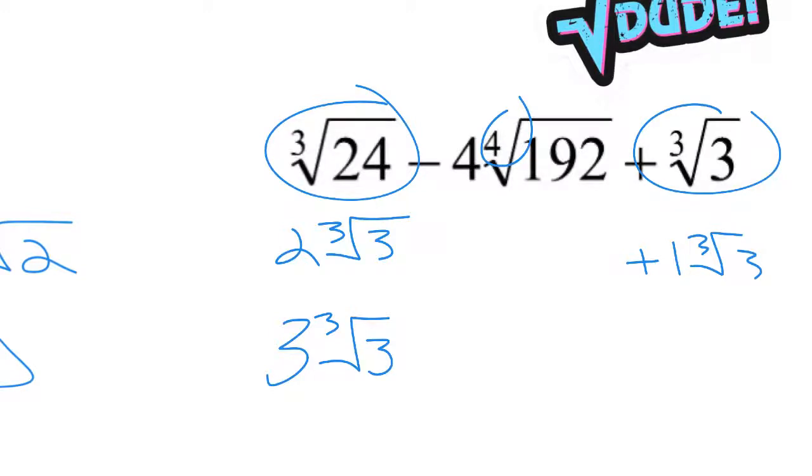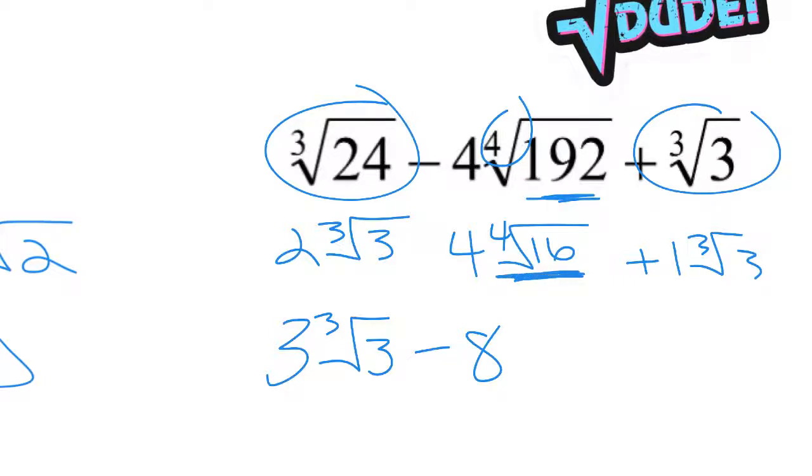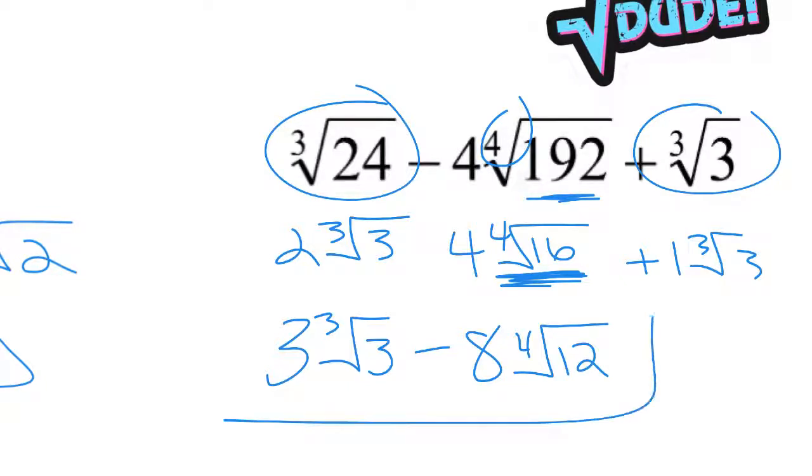And then you're going to want to see if there's any perfect 4th roots that go into 192. And I believe it's 16. So we have a 4 on the outside. So that makes for an 8 because 4 times 2, this right here is 2. 4th root of 16 is 2. And then that leaves behind the 4th root of 12. And there is no perfect 4th root that goes into 12, unfortunately. So that's the best you can do.